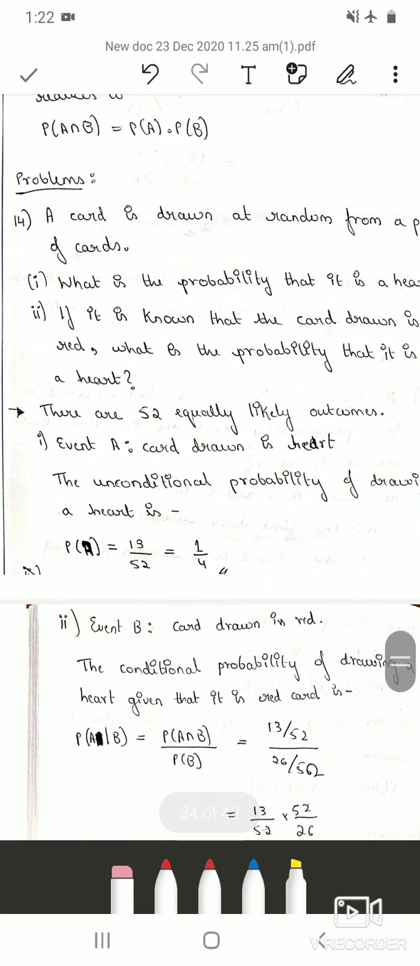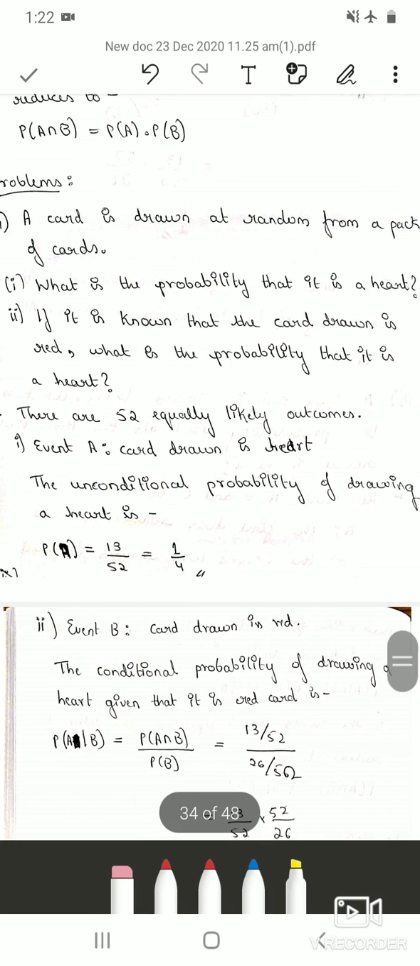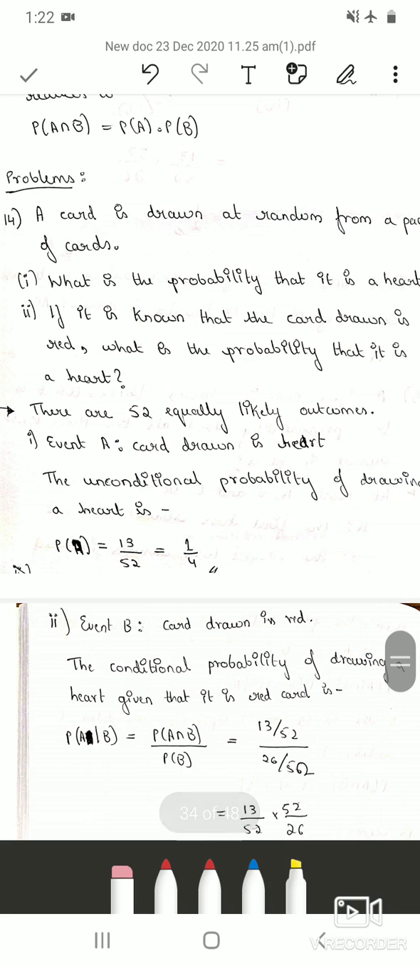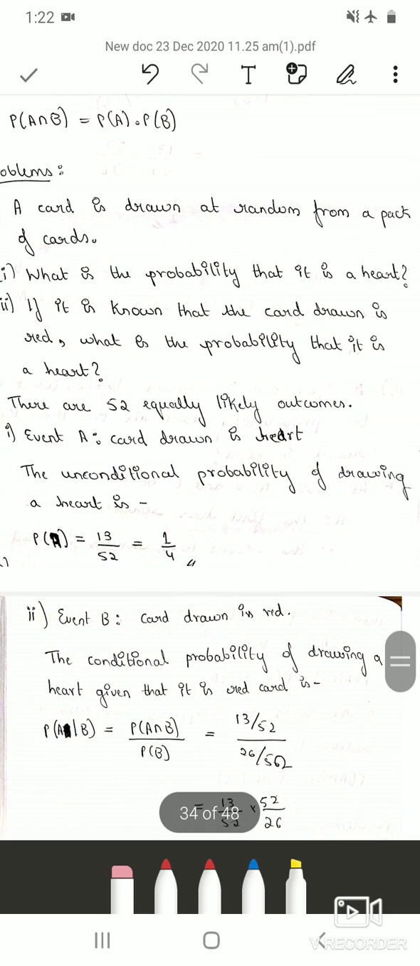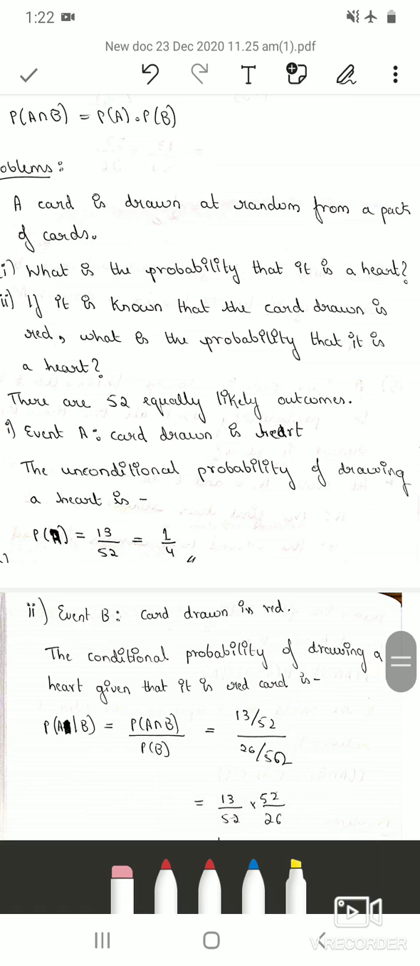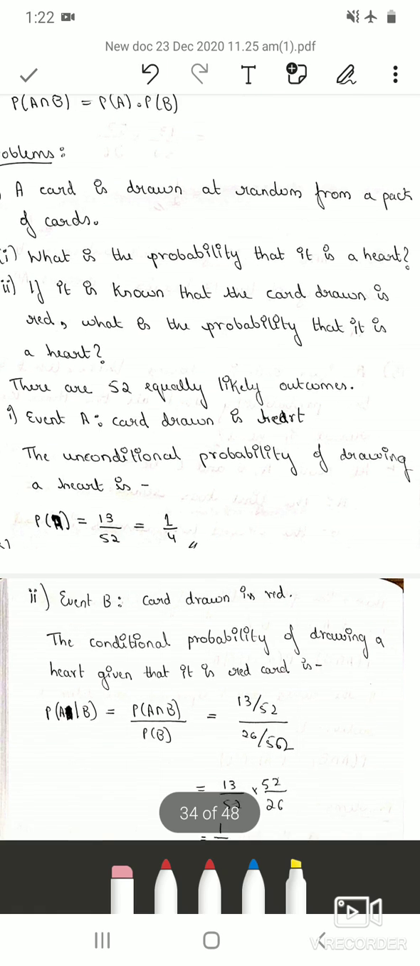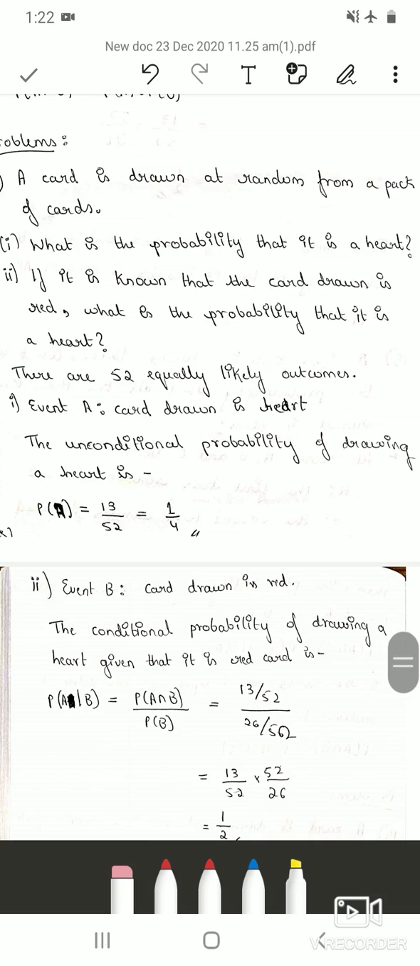So these were three important definitions. So now let us solve some problems. The 14th problem is, a card is drawn at random from a pack of cards. What is the probability that it is a heart? And the second sub-question is, if it is known that the card drawn is red, what is the probability that it is a heart? So this is an example of conditional probability, because we know that a card drawn is red, then we have to find out what is the probability that it is a heart.